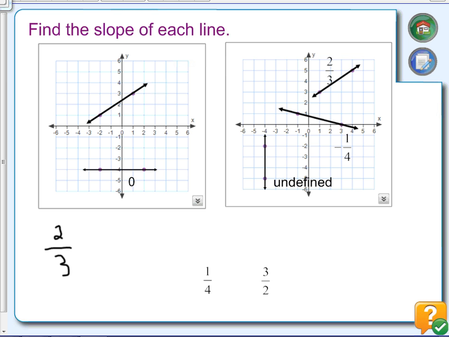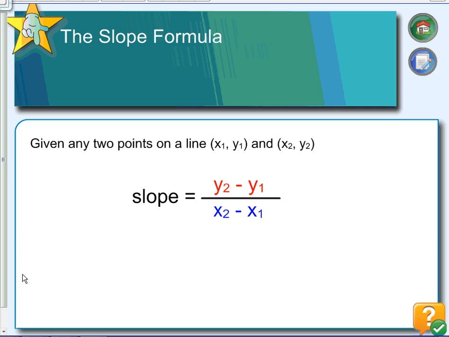Now, oftentimes it's going to ask you to find the slope between 2 points, but they're not going to show you a pretty graph like this. So we actually have a formula to help you figure that out. We have the slope formula, which given any 2 points on a line, x1 and y1, and x2 and y2, we can subtract y2 minus y1 all over x2 minus x1. It is very, very important that you always keep the y's on top and the x's on the bottom and that you stay consistent. You'll see what I mean in this next example.